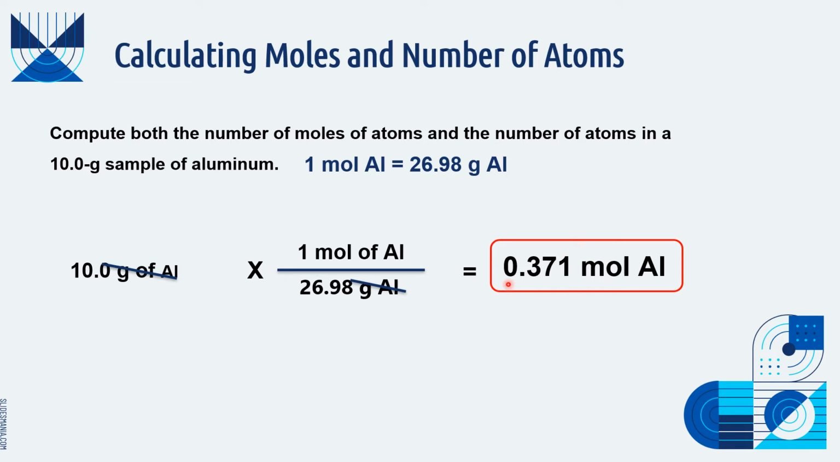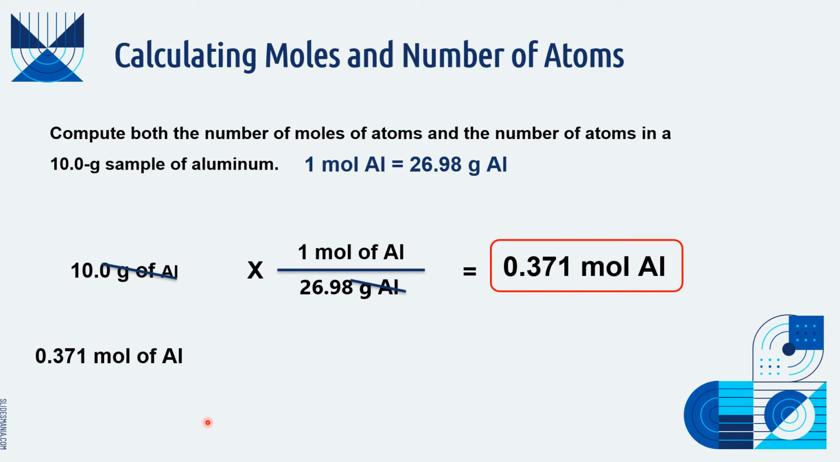We can now use the computed number of moles to get the number of atoms. How to get that? Using this one, 0.37 mole of aluminum. This is from our answer in moles. Since we are looking for, aside from the moles, the number of atoms, our solution is not yet finished. We only got the moles so far. We will use the computed number of moles, which is 0.371 mole of aluminum, to get the number of atoms.